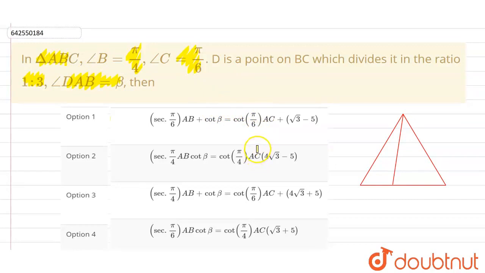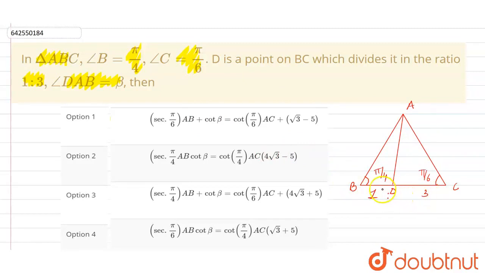Alright, so first of all, let us use this information to make a triangle. So I have already made a triangle which says A, B, C. Now they are saying that angle B is pi by 4, so let us mark this as pi by 4. Angle C is pi by 6, so this will be pi by 6. D is a point on BC which divides it in the ratio of 1:3. So let us take this point as D and it is dividing the line BC in the ratio of 1:3.